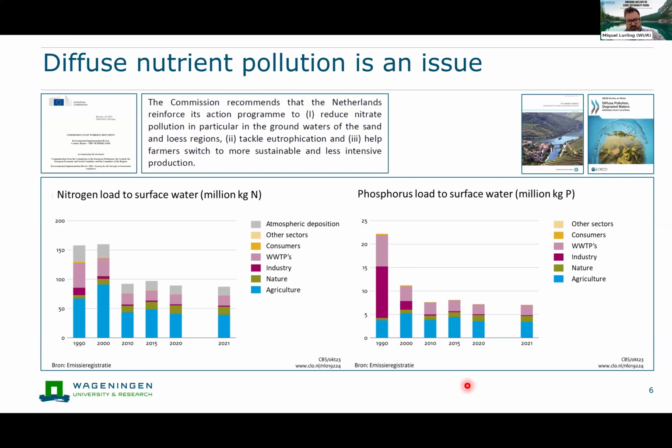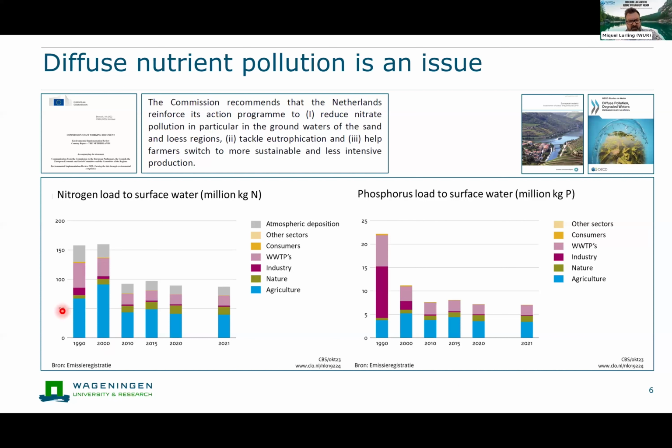And to have the derogation granted, they need to meet certain requirements. So certain activities need to be implemented to reduce the leaching of nutrients from agricultural fields. The reason for the emphasis on agriculture is that in the Netherlands, nitrogen and phosphorus load from agriculture is the main contributor to the overall nutrient loads to surface waters.